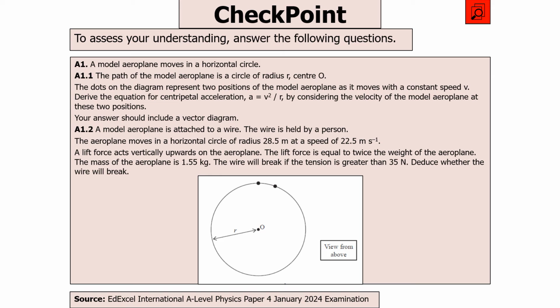Then a model aeroplane is attached to a wire. The wire is held by a person. The aeroplane moves in a horizontal circle of radius 28.5 meters at a speed of 22.5 meters per second. A lift force acts vertically upwards on the aeroplane. The lift force is equal to twice the weight of the aeroplane. The mass of the aeroplane is 1.55 kilograms. The wire will break if the tension is greater than 35 newtons. Deduce whether the wire will break. So pause the video now, then unpause the video when you want to go through your answer.